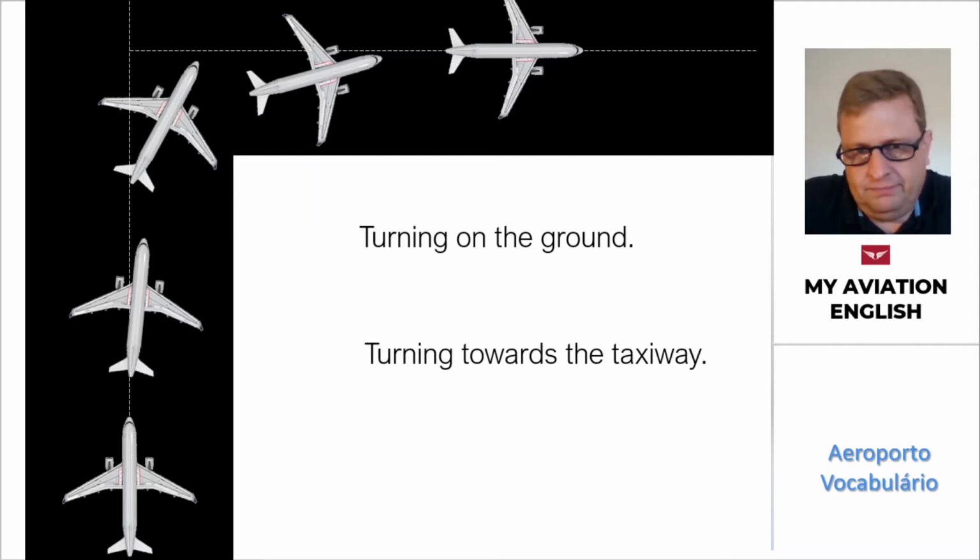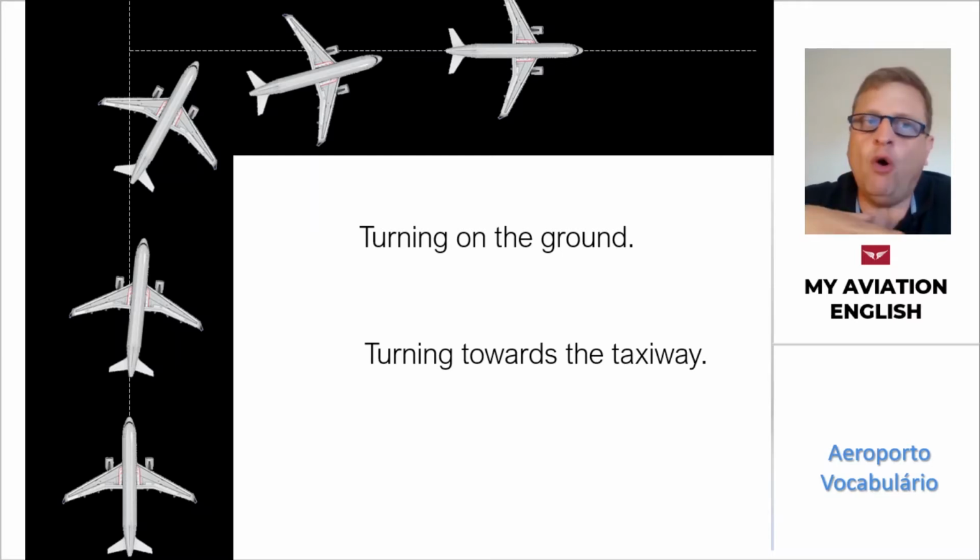Turning on the ground. Turning towards the taxiway. Girando no chão, curvando em direção à taxiway. On the ground, a gente usa a preposição on. A gente não usaria in the ground or at the ground, é on the ground. E towards é em direção. Então, o avião pode curvar no ar ou no chão. No ar usa o aileron, no chão usa o nose wheel. Okay?